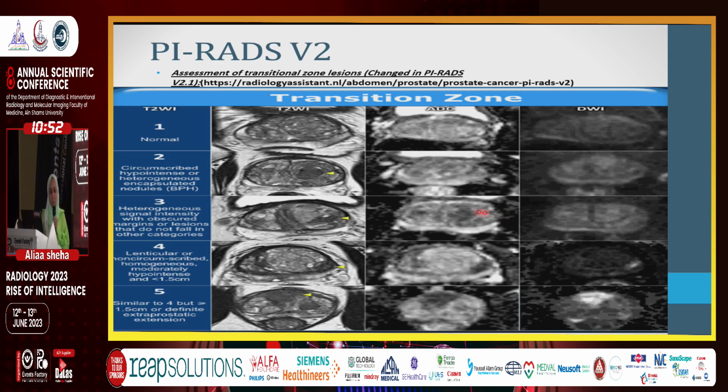Regarding the assessment of the transition zone, the main sequence is T2. So we have the normal appearance of the prostate, which is PIRADS 1, and then the adenomatous nodules, which are well encapsulated, is PIRADS 2. It has to be properly encapsulated all along. And then the heterogeneous lesion with obscured margins would be PIRADS 3. PIRADS 4 will be a lenticular, non-circumscribed, homogeneous area of low signal intensity on T2, less than 1.5 centimeters, and then more than 1.5 becomes PIRADS 5.